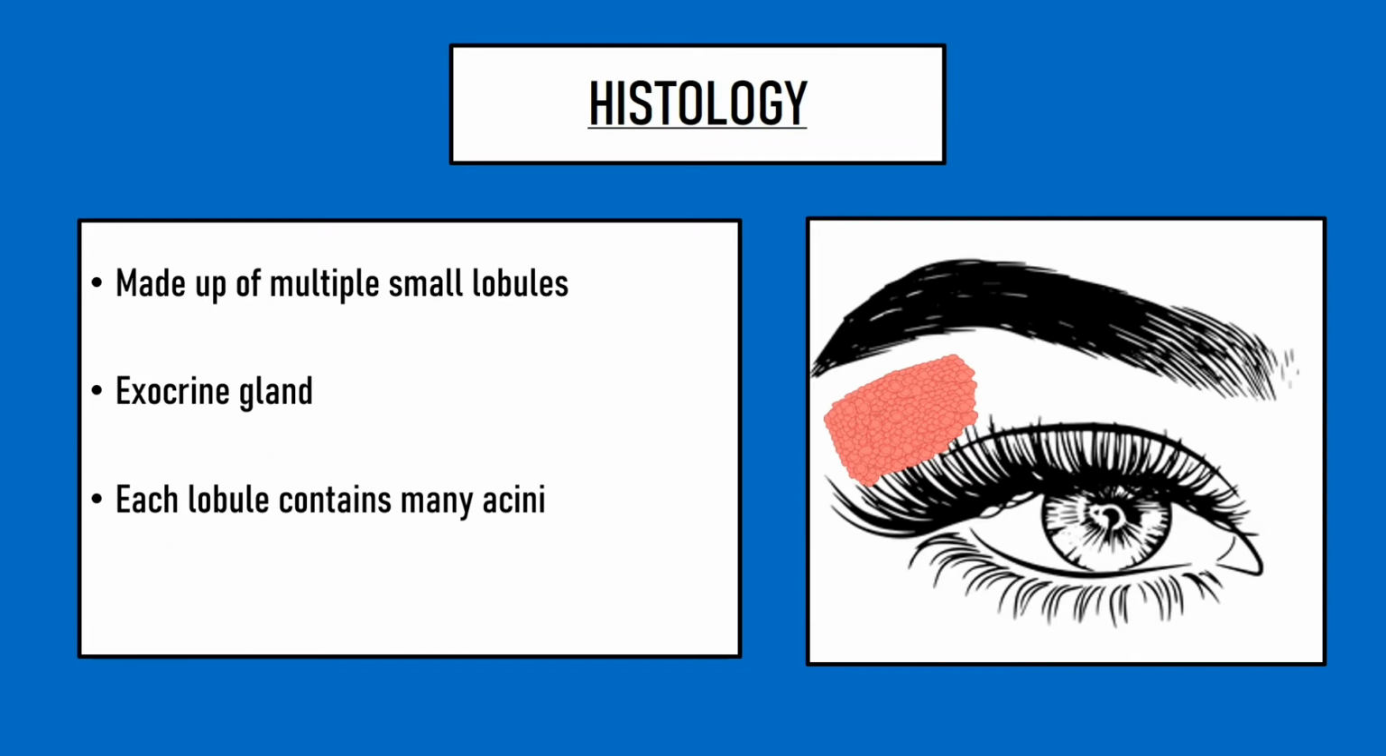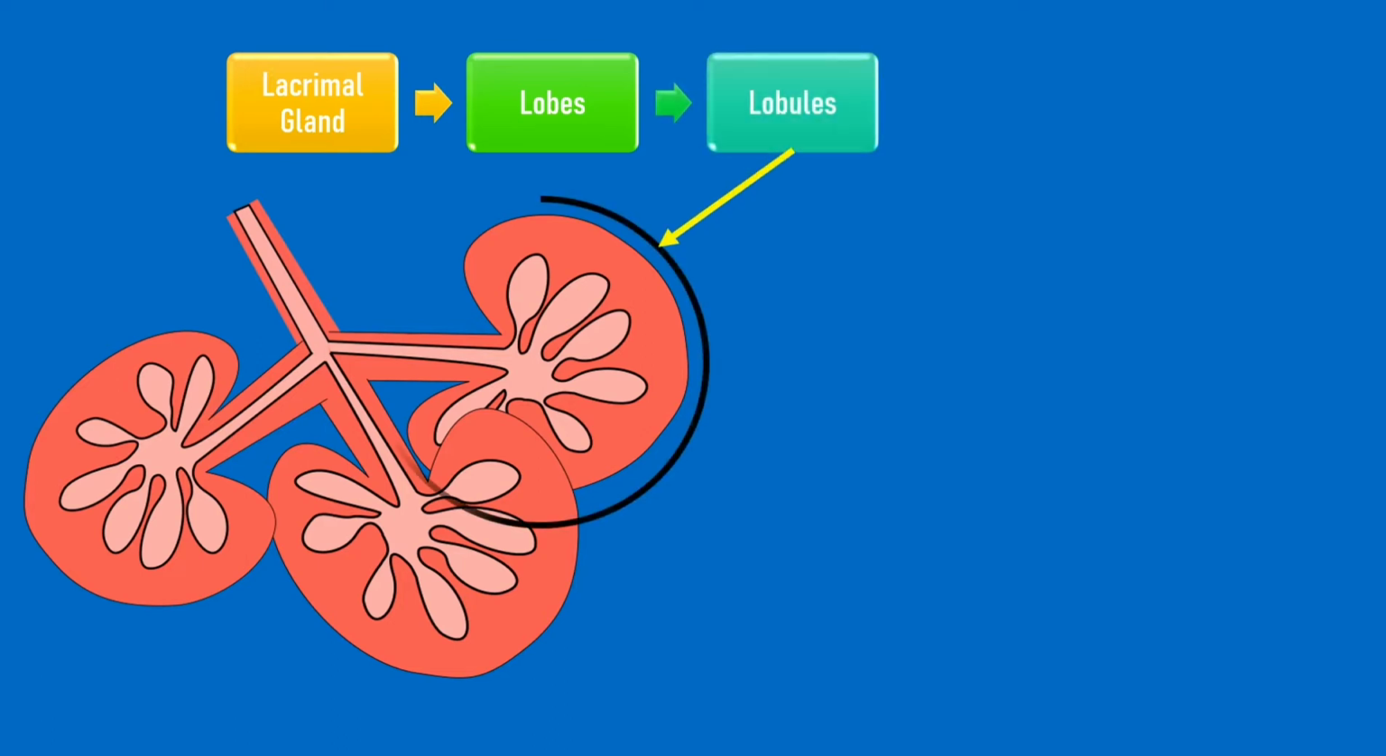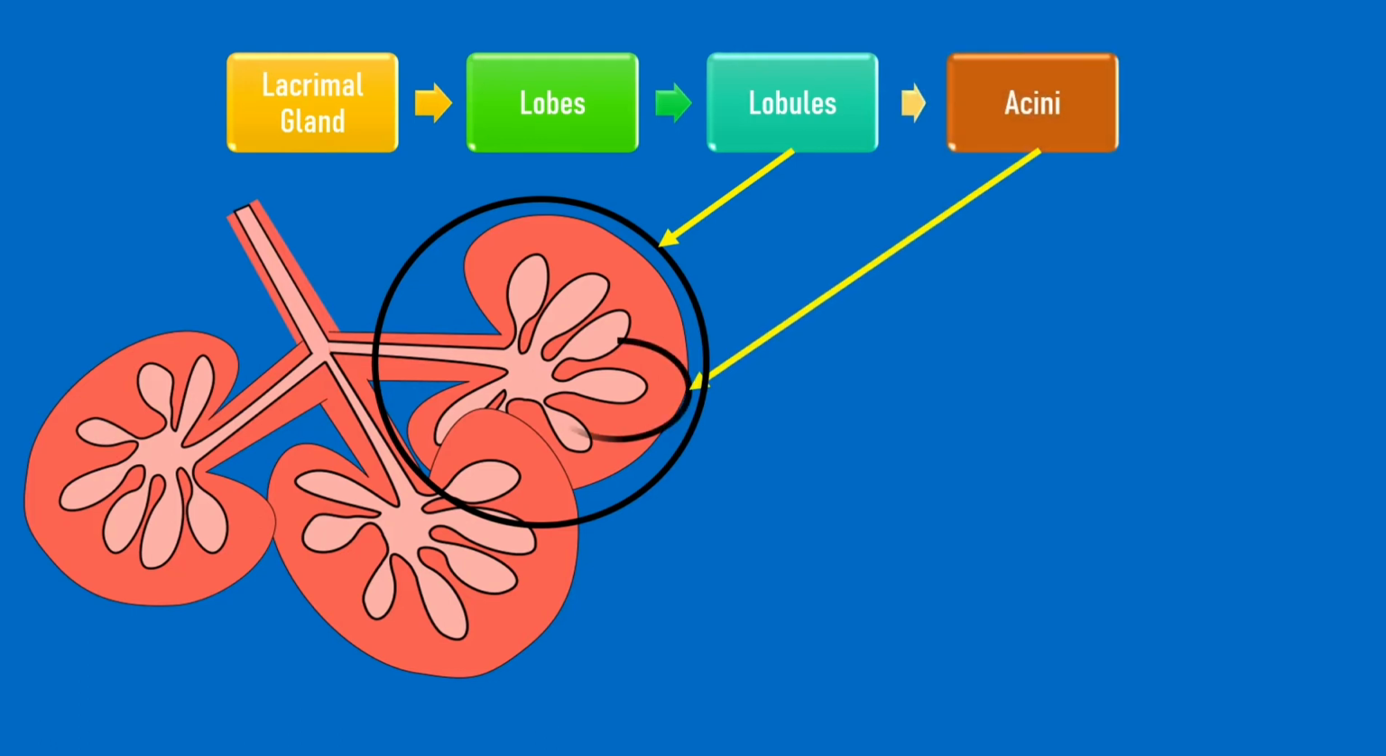Now, each of these lobules contain many acini. So, the lacrimal gland is made up of many ducts or tubules and acini, which make it a tubuloacinous gland. Let's understand this in detail with the help of diagrams. The lacrimal gland is made up of two lobes, which in turn are made up of multiple small lobules. In this diagram, you can see 3 lobules. Each lobule contains many acini. These light pink outpouchings are the acini.